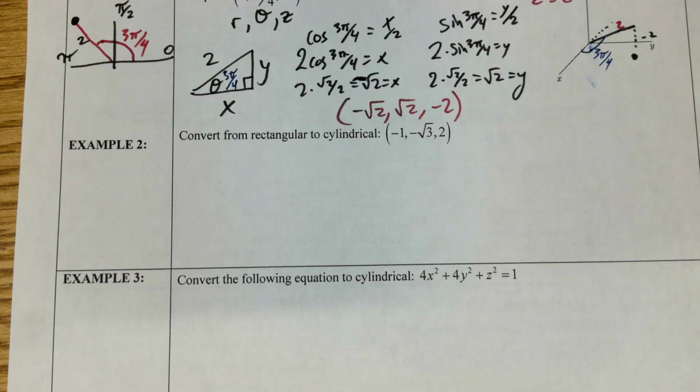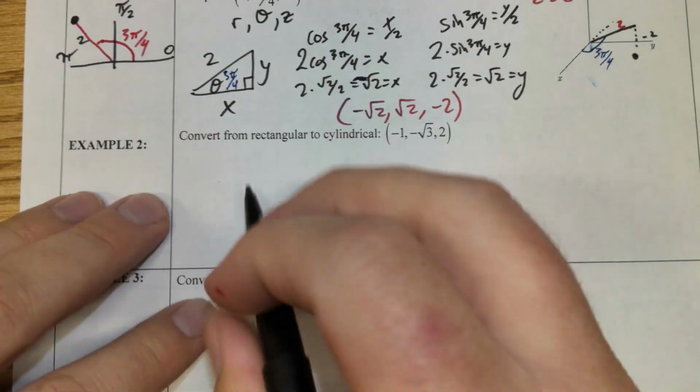This one wants me to convert from rectangular to cylindrical. Again, I'm in a weird quadrant with this guy.